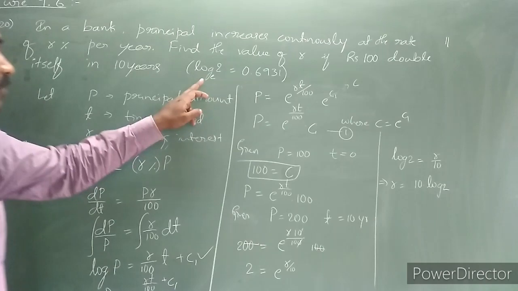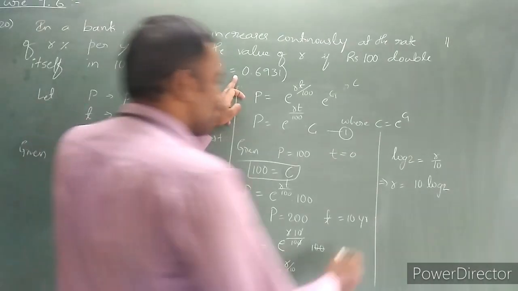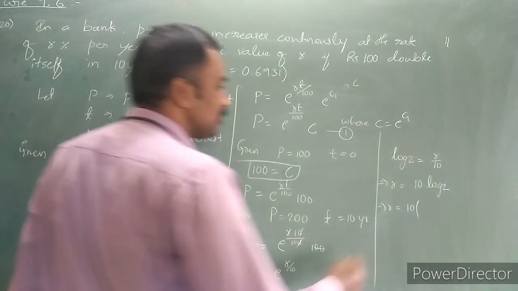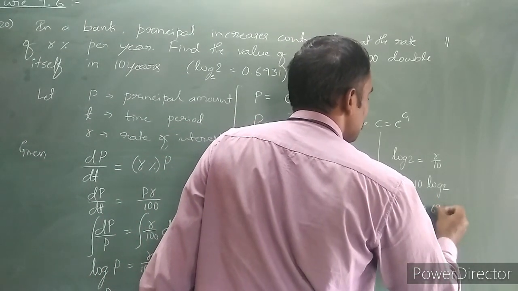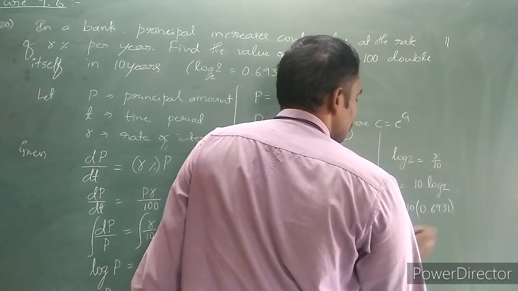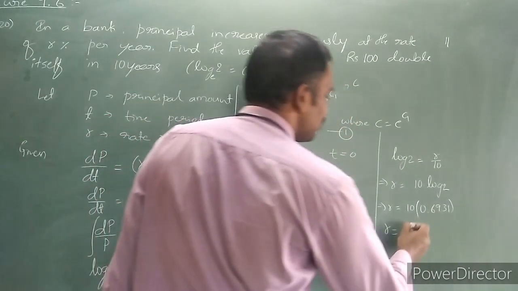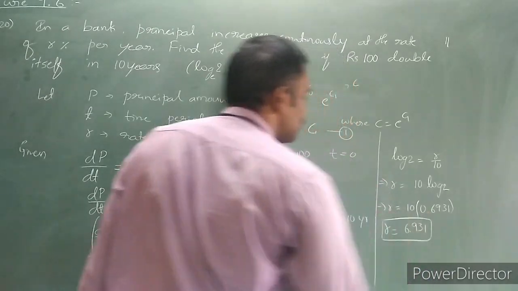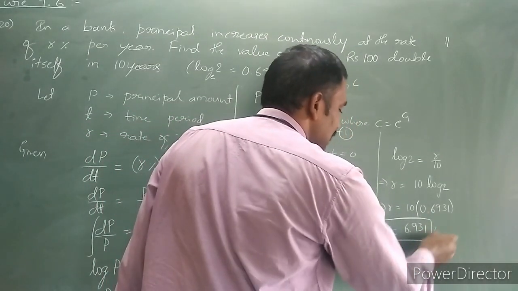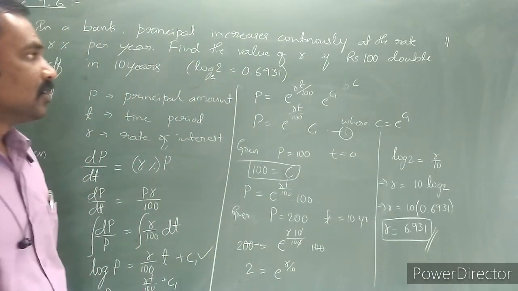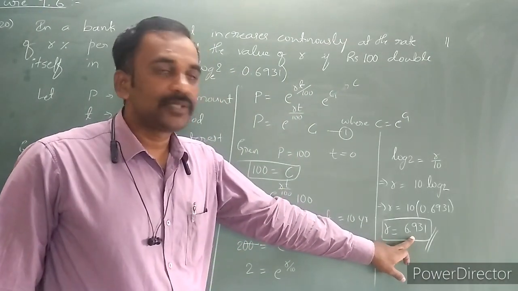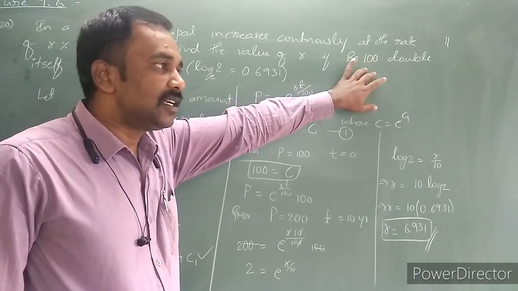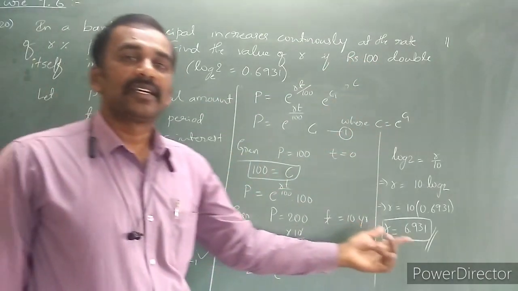They have already given the log of 2 value. What is the log of 2 value? Log 2 value is 0.6931. 0.6931 into 10 is nothing but 6.931. Therefore, the rate of interest is 6.931. The given Rs 100 will double in 10 years.